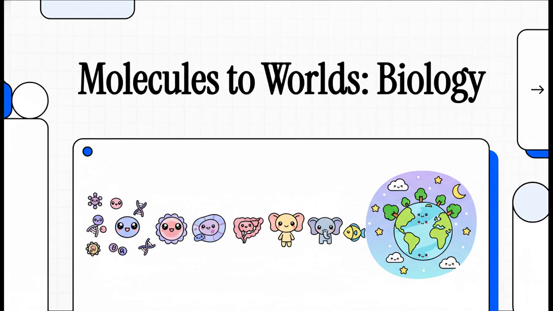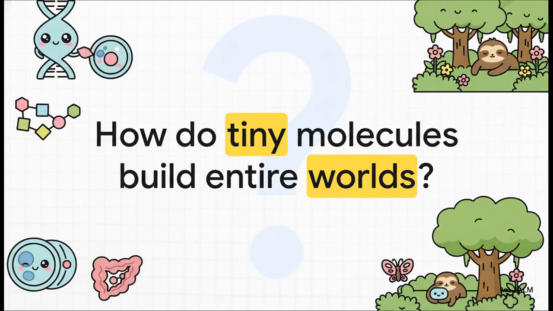So, let's dive in. This is the big question for today. How in the world do tiny, invisible molecules build, well, entire worlds? It seems kind of impossible, doesn't it? That these microscopic workers can put together everything from one cell to a gigantic, sprawling ecosystem. But you know what? That's the magic of biology, and we're about to follow the blueprint step by step.